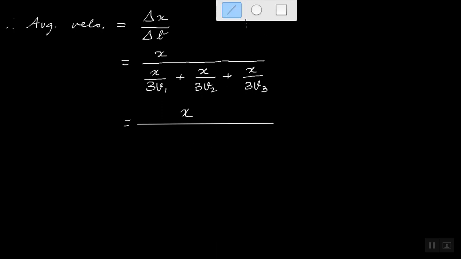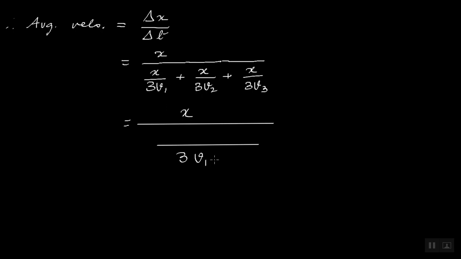So again, what will be the LCM down here? 3 is common out here. So the LCM is 3 v1, v2, v3. Then this divided by 3 v1, you get v2, v3, x. Yes or no? X will be outside. So you have v2, v3.